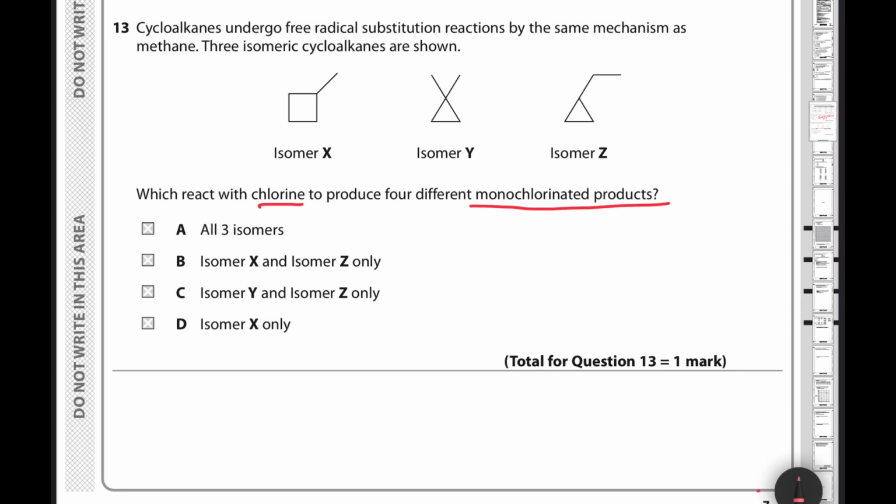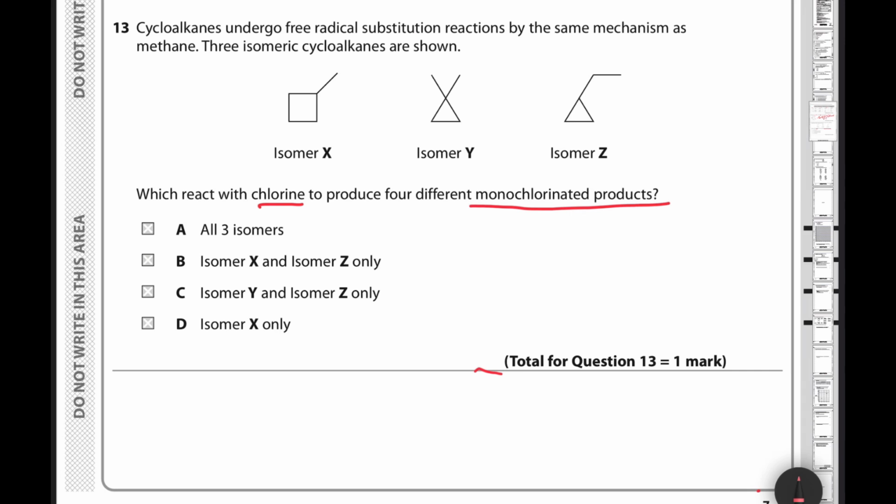So in this question, it's all about cycloalkanes, and it's asking which of the products will react with chlorine and produce 4 different monochlorinated products. Meaning a chlorine can replace the H from the C. So let's look at the positions.